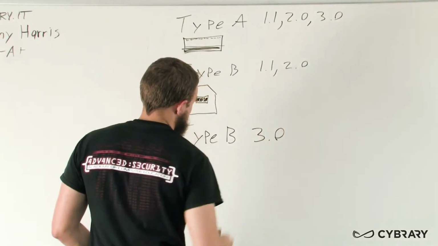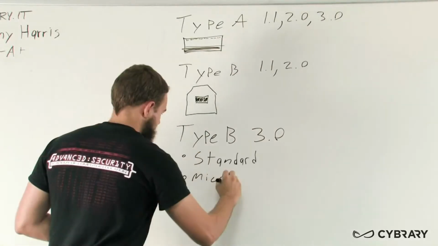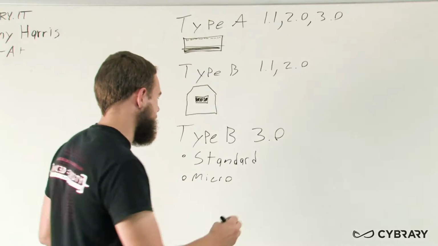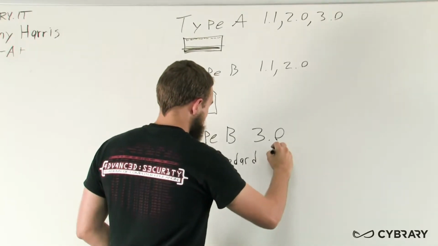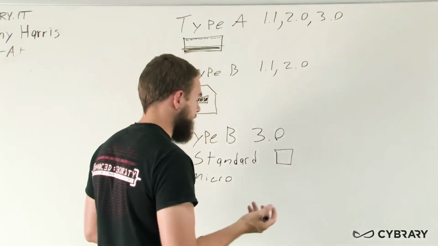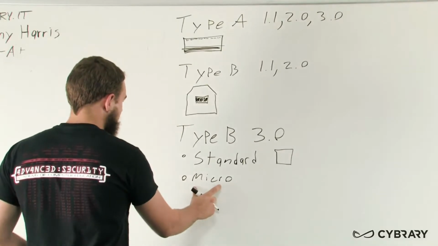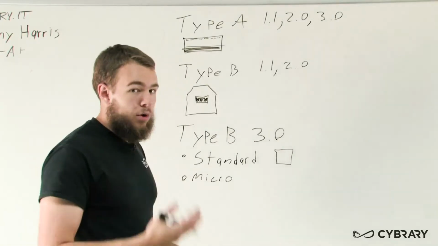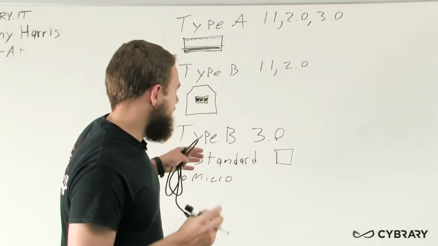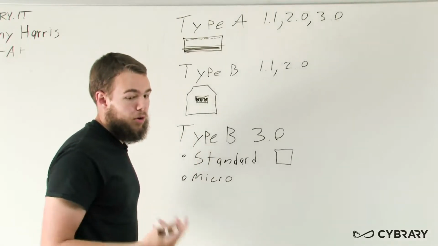Now, USB 3.0 has two Type B connectors. It has the standard, and it also has a micro. We'll notice that the standard connector will be a bit more blocky. We don't actually have an example of one here to show, but it'll be a bit blockier connector. It'll be a bit larger connector. But we also have a micro connector, and on a lot of our newer external hard drives, we may see that the actual connector that's on the hard drive end is a Type B 3.0 micro connector.